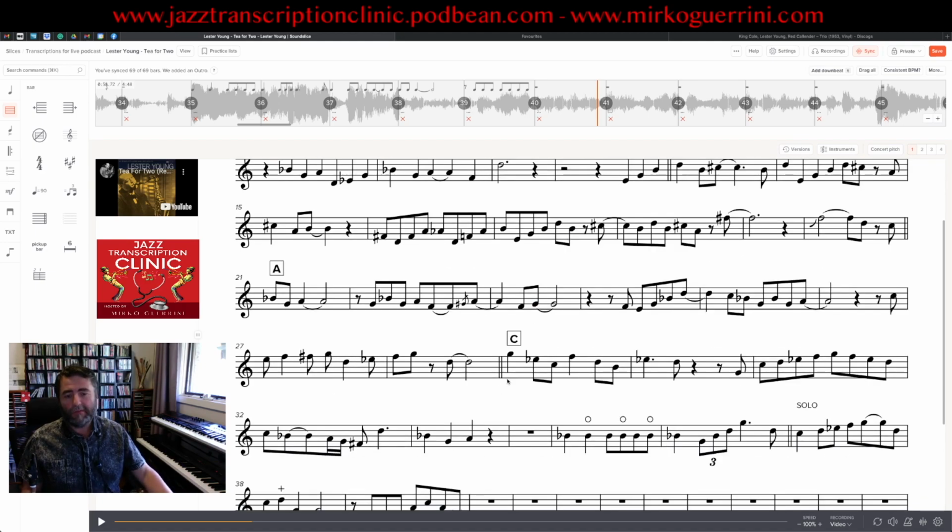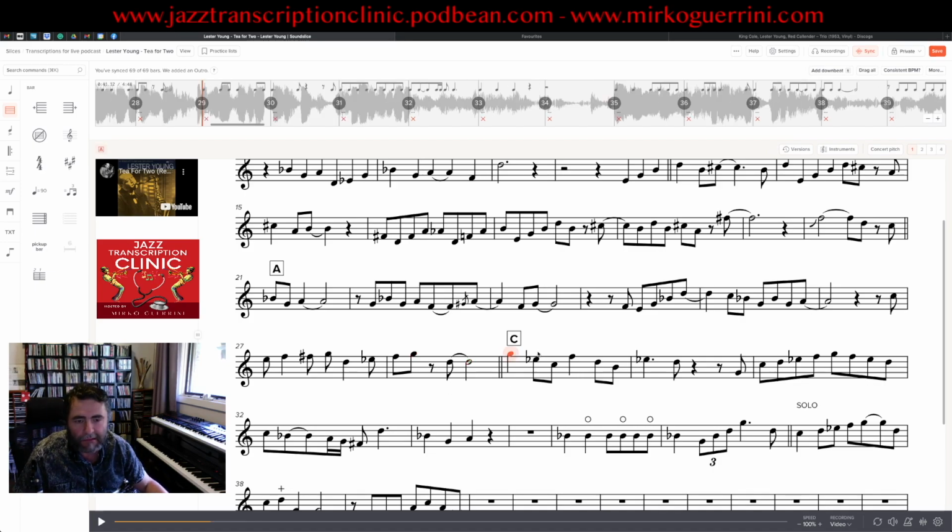And also in the C section, when the melody goes D, right, you can even see, but instead of playing that, he plays this, which is super nice. I like it.